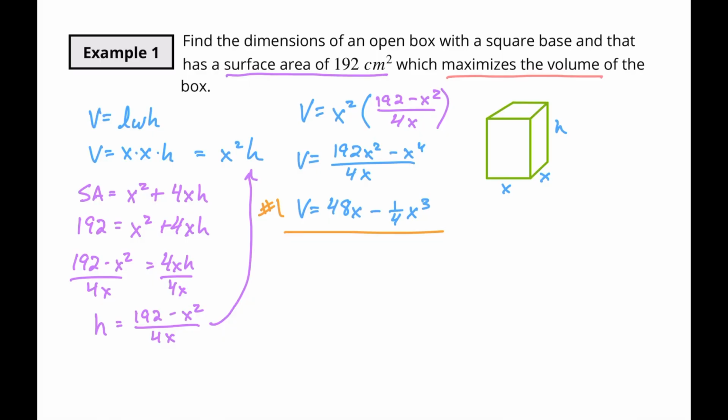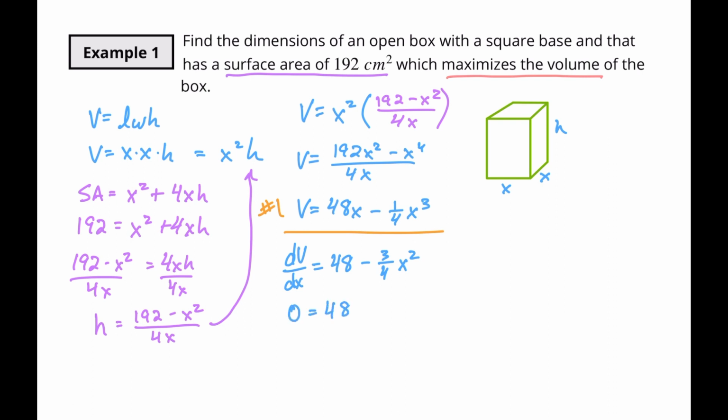Now step number 2 says find the derivative of A with respect to B, or in our case, volume with respect to x, and identify the minimum and maximum x values. So dV/dx is going to equal 48 minus 3/4 x squared. All right, so there's our derivative. If we want to identify where these things are going to produce an x value that will create a minimum or a maximum, then we're going to set this equal to 0.